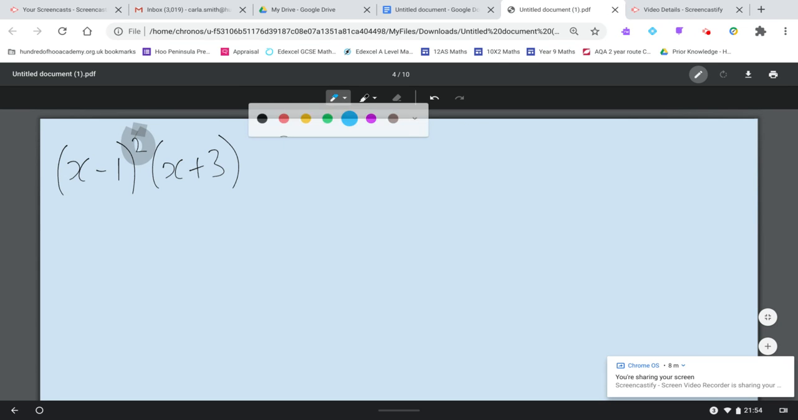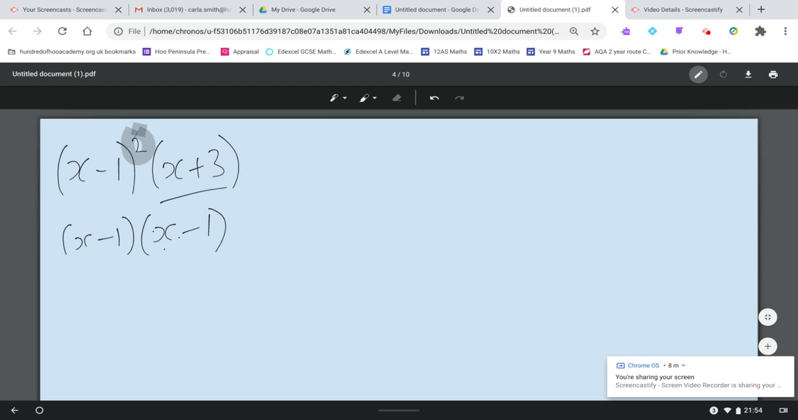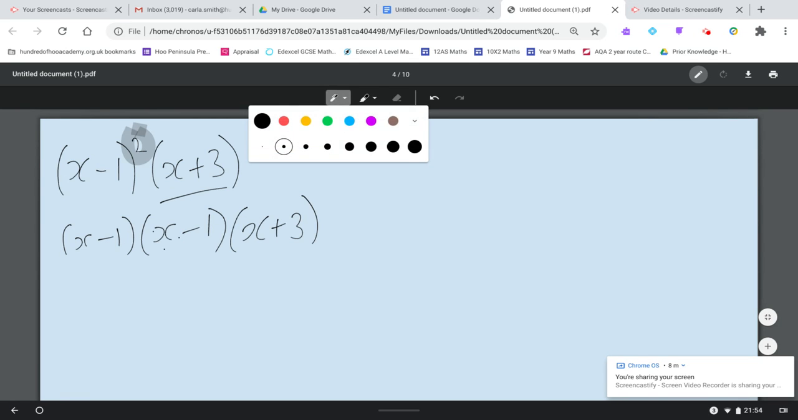Okay, so actually that just means that bracket, x minus 1, times by itself, so there's 2 of those brackets, and then you've got this x plus 3 on the end. So the first thing you're going to do is rewrite it, and I don't want to hear any excuses about not doing it because I promise you, you will lose marks and you will consistently make the same mistake.